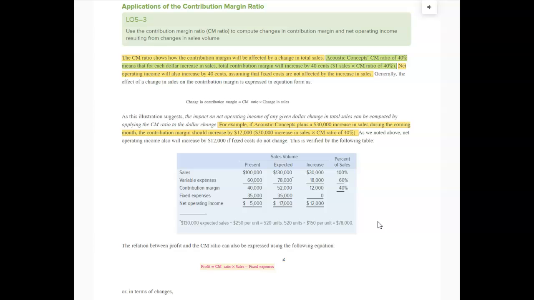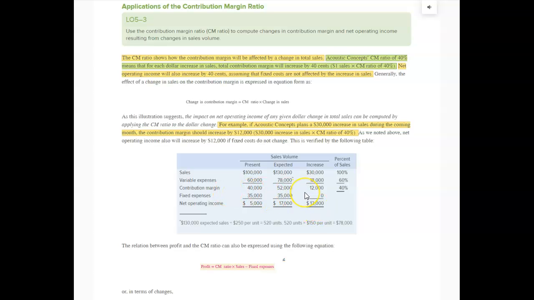Once we know these percentages, we can use them to quickly calculate the results when some items change. So what they're doing here in this example is saying, okay, what happens to our net operating income if our sales increase from $100,000 to $130,000? Well, you can go through all this information again. Here's your current situation, then have your sales, variable expenses, contribution margin, fixed expenses, net operating income for this level, and find the differences. And you can see if we go from $100,000 in sales to $130,000 in sales, our net operating income will increase $12,000.